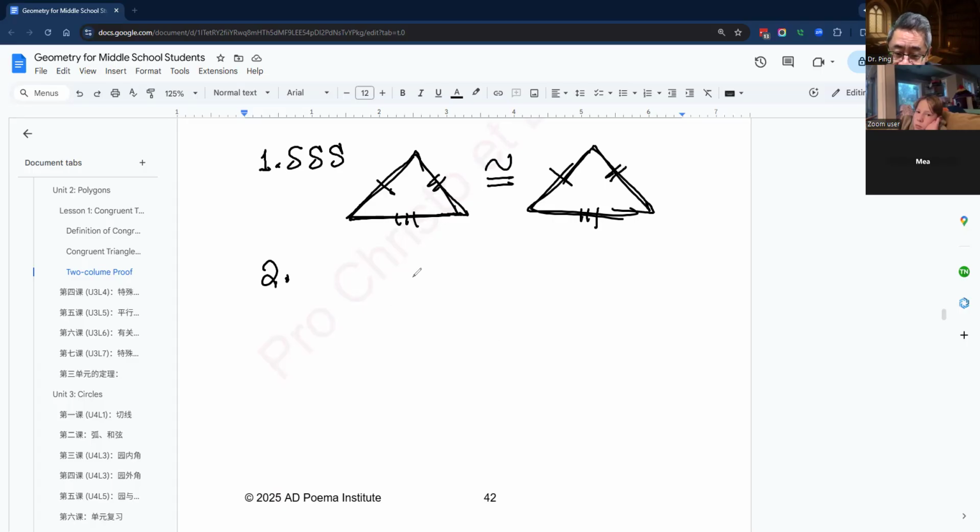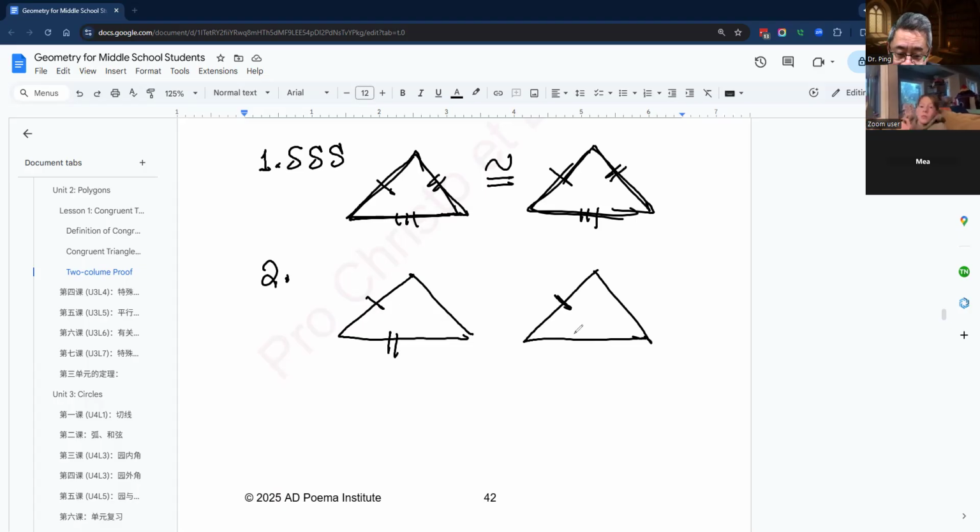Okay, the second one is side angle side. That means we know this side and this side are congruent, and this side and this side are congruent, and also the angle in between. So that's side angle side. Okay, what's the third one?